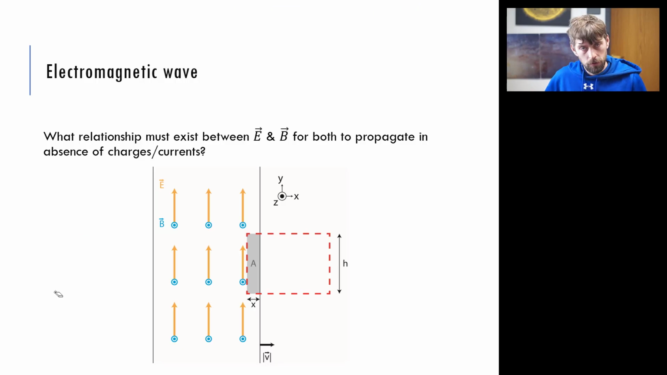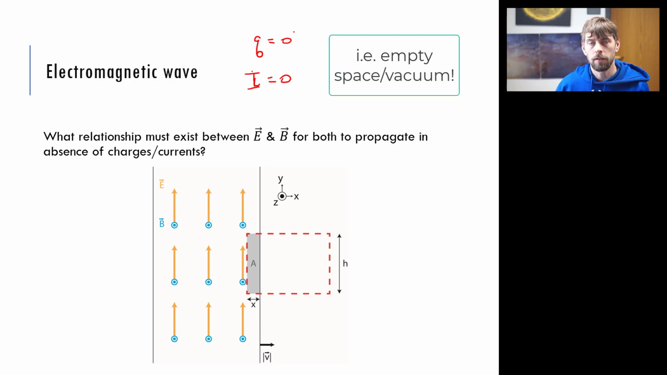So, the question: we have Maxwell's equations, and the question becomes what relationship has to exist between the electric field and the magnetic field for both to propagate in the absence of currents and charges? In other words, I would like to know what happens if there are no charges present and no source currents present. There's nothing to actually produce electric fields or magnetic fields as we have examined thus far in class.